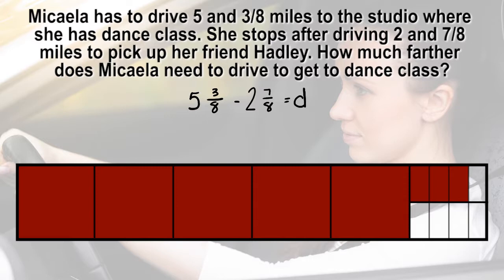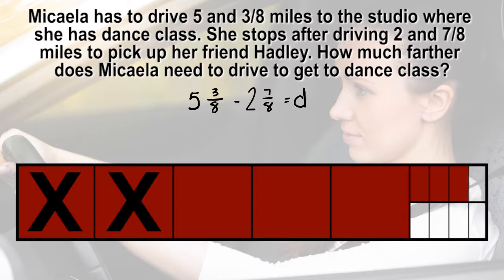Start by subtracting the 2 whole miles. This is done by crossing out 2 whole sections. The next step will be to subtract the fractional part of the 7/8. There are only 3/8 to subtract from. In order to subtract the rest of the 7/8, one whole will need to be partitioned into 8s.